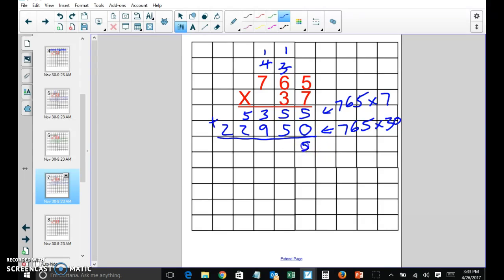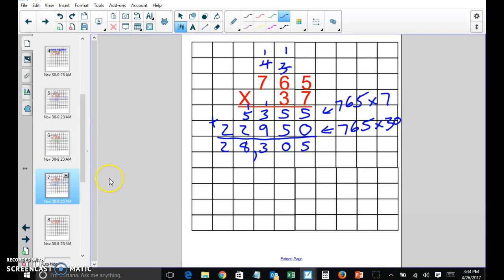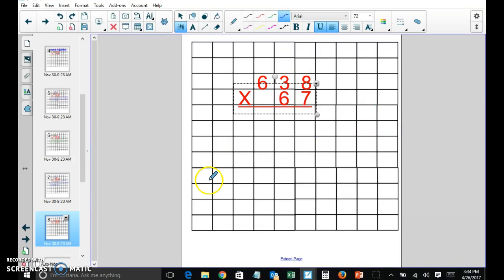So this would be 5, 10, 4, 13, 6 plus 2, 8, and 2. So my final answer looks like 28,305. I hope you notice that I'm modeling using a calculator. If you have a calculator on a test or homework, please do use it if you're allowed to. 28,305. Sweet.